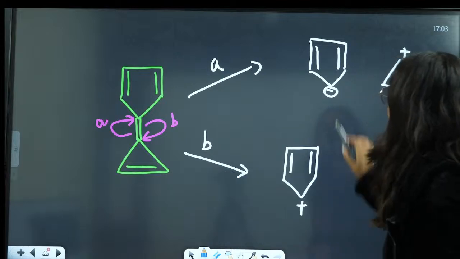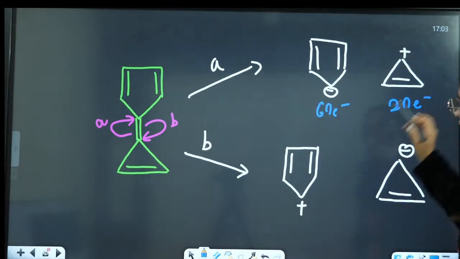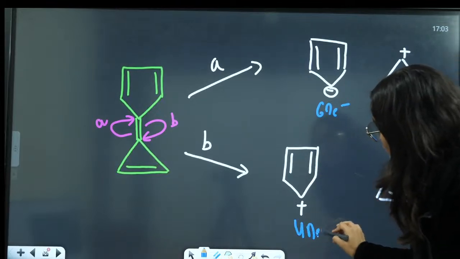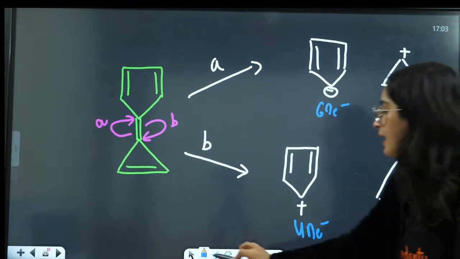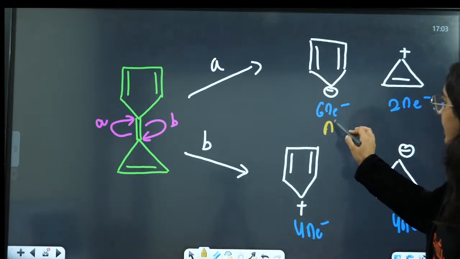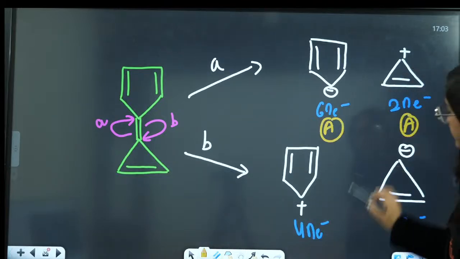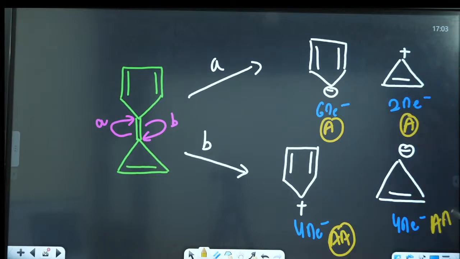Now, what will happen? This has 6 pi electrons, this has 2 pi electrons, this has 4 pi electrons, and this also has 4 pi electrons. So now what you will see: here we have aromatic, and this is also aromatic. This is anti-aromatic and this is also anti-aromatic.